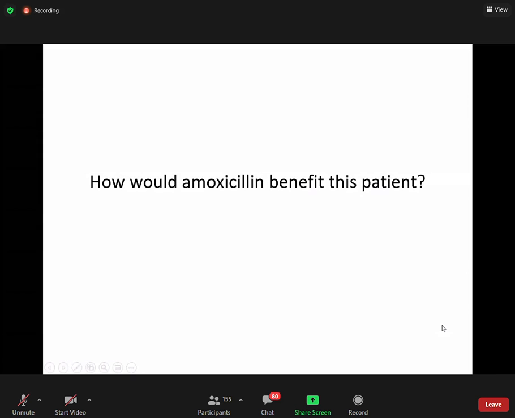How would amoxicillin benefit this patient? Use them, please, boys, from the back benches. How would amoxicillin benefit this patient whom we assumed is suffering from an infection caused by Streptococcus pyogenes? Slow down the bacteria, so it will slow down the growing bacteria.